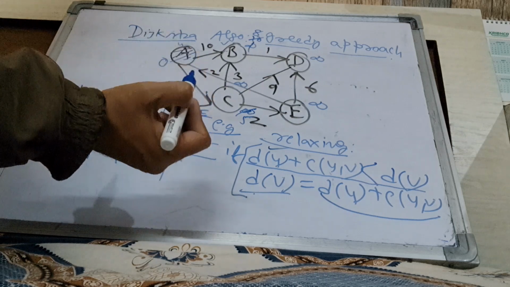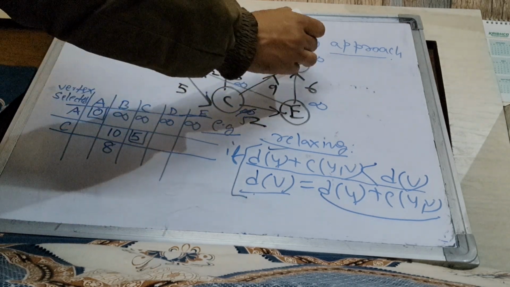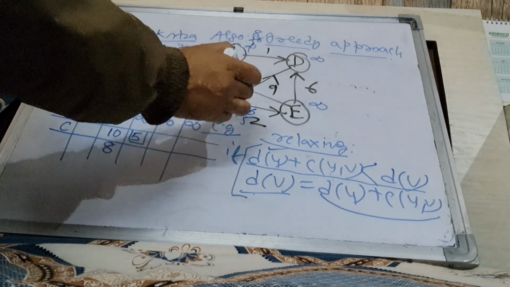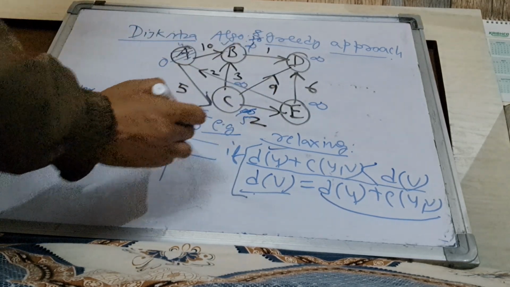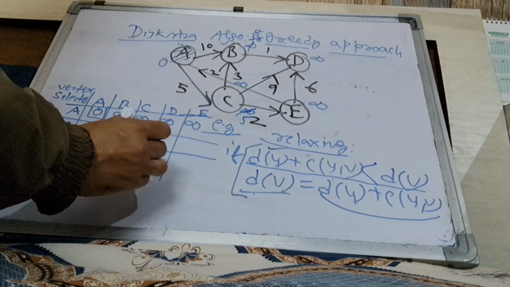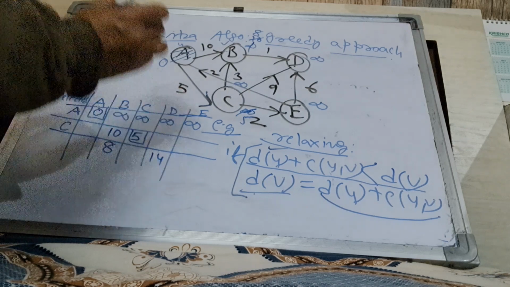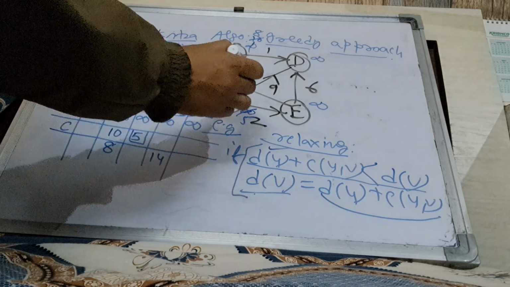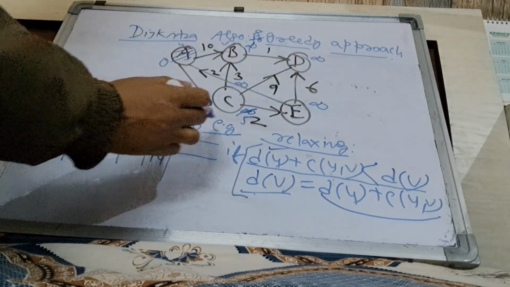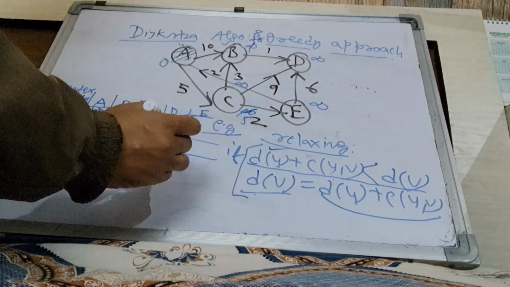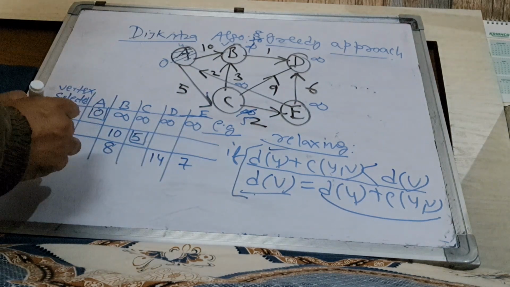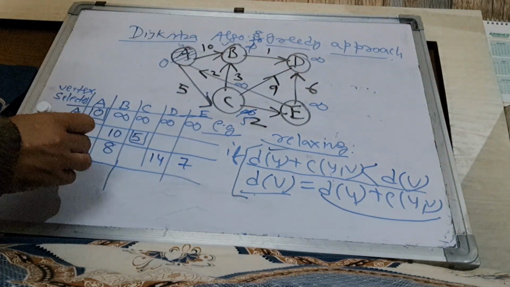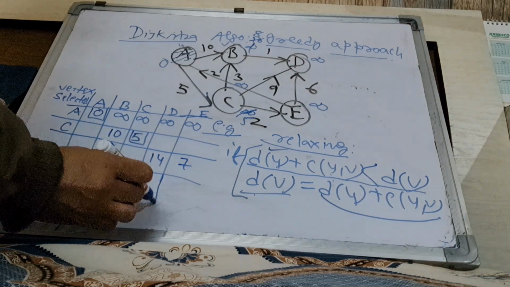So we can update. Similarly from C, reaching D, right now the cost is infinity, but we can reach with a cost of 5 plus 9, 14. So D can be reached with an updated, less cost of 14 compared to infinity. So we can maintain 14. And similarly from C to E, right now the cost is infinity. So 5 plus 2, we can reach with a cost of 7. So this much we have got after this step.